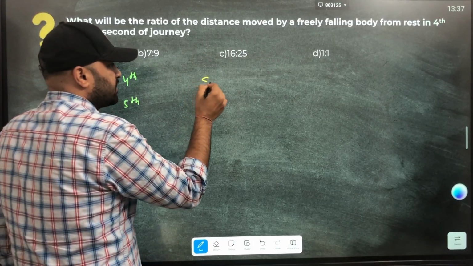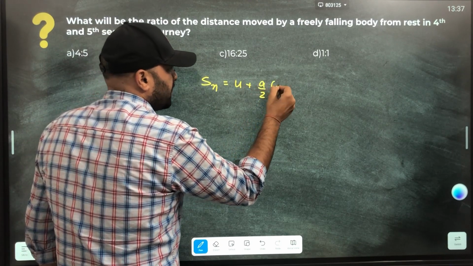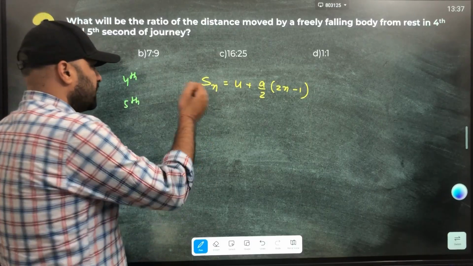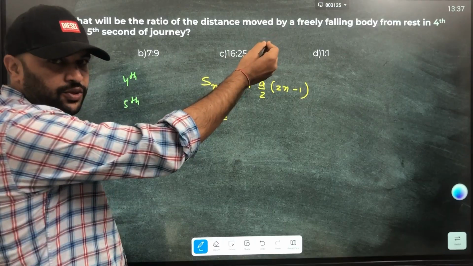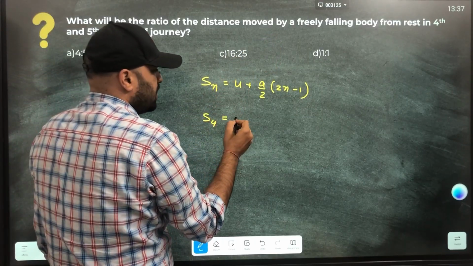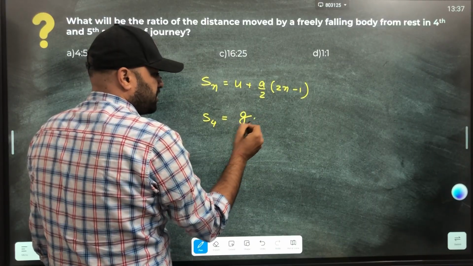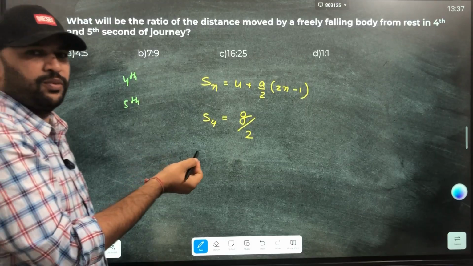So the nth second distance formula is Sn equals u plus a by 2 into (2n minus 1). Here acceleration will be acceleration due to gravity, right? So what we will do here, we will find S4. Initial velocity u will be 0 because it's freely falling, as per the question. I'm not writing the value of g, I'm just keeping it as g, because we have to find the ratio. So no need of putting it here.